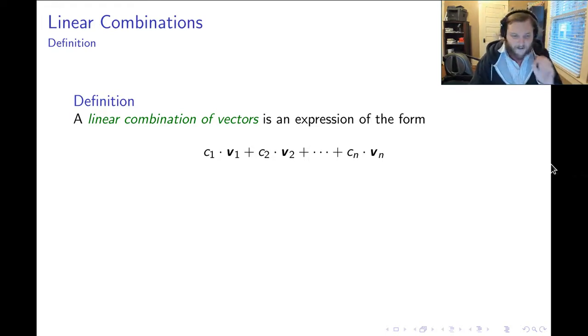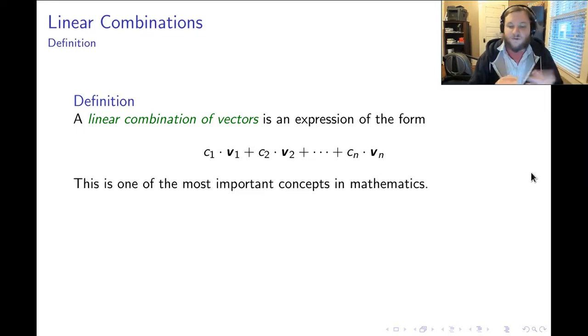By definition, a linear combination of vectors is any expression that looks like this. So we're looking for expressions where we take a bunch of vectors. In this case, the vectors are v1, v2, up to vn. We scale them by any numbers we want. So we scale the first vector by any number we want, called c1 here. We scale the second vector by any number we want, called c2 here. And we keep doing this until we get to the last vector. So we're scaling a bunch of vectors by a bunch of numbers, and then we add everything up. This is the notion of a linear combination.